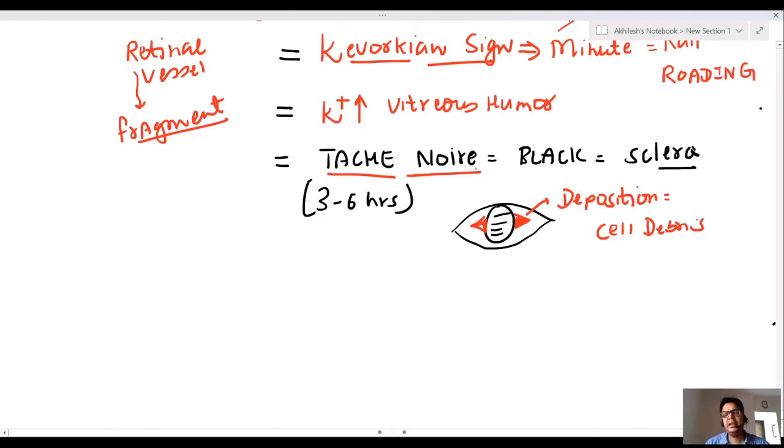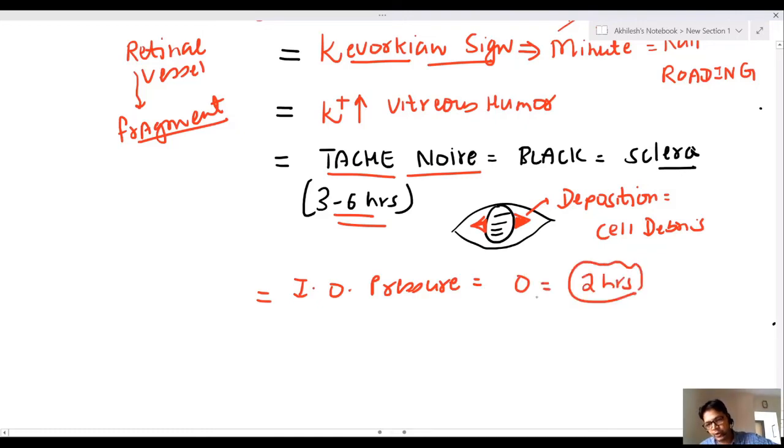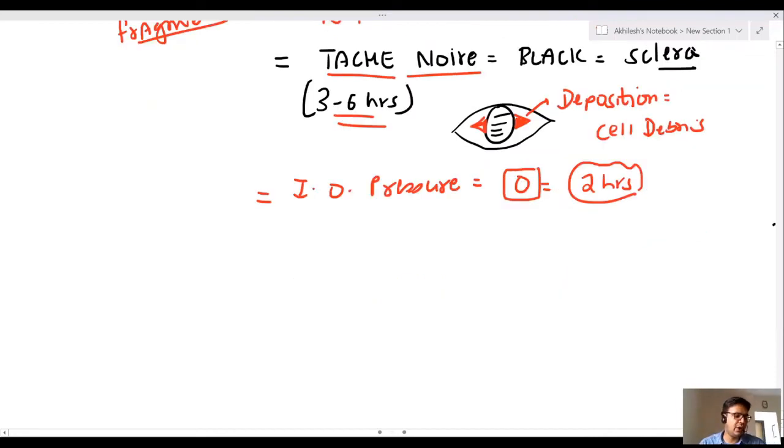So you can get a question, sir. Tachyneuria are black deposition in the sclera part seen after death in 3 to 6 hours. Last change, intraocular pressure. Intraocular pressure becomes zero after 2 hours of death. Zero tension after 2 hours.